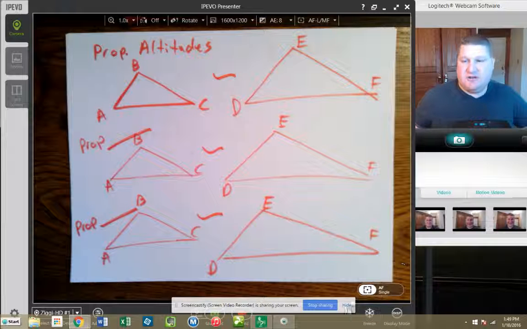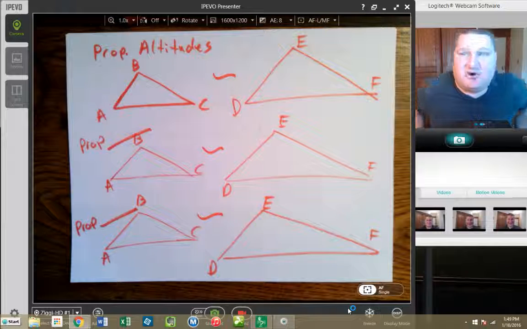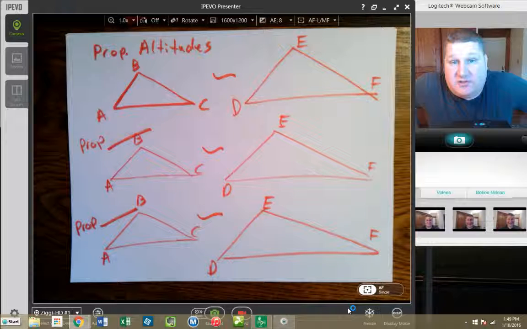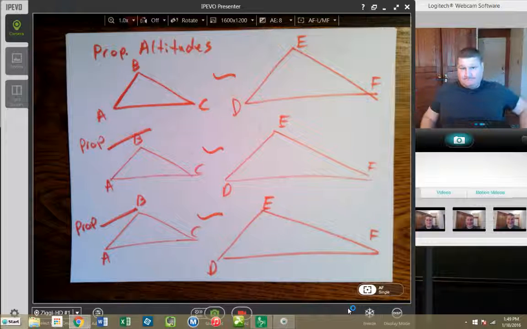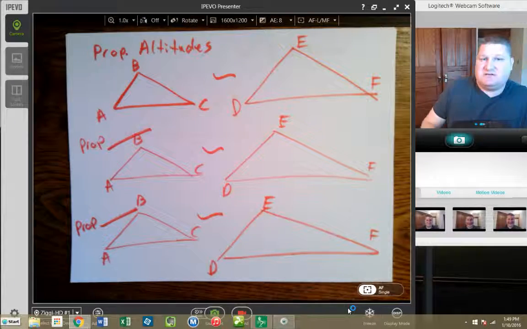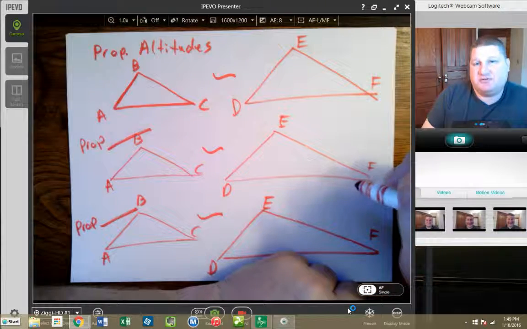Okay, let's talk about a couple more things. Now, we've talked about triangles that are similar. And in triangles that are similar, there are two things that are true. What are the two things that are true? Okay, knowing that those two things are true, what we need to do is talk about a couple other things that are true.